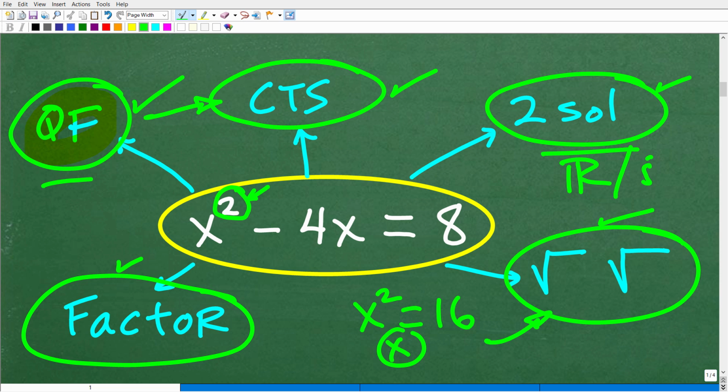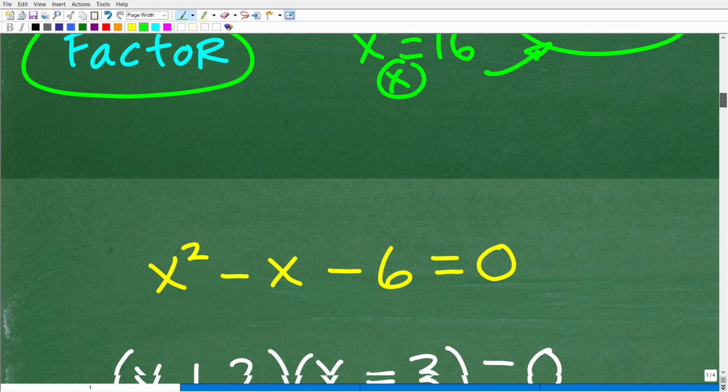If you're watching this video and you have to solve quadratic equations, these are things that you need to keep in mind. Okay. So let's get into some mistakes now.